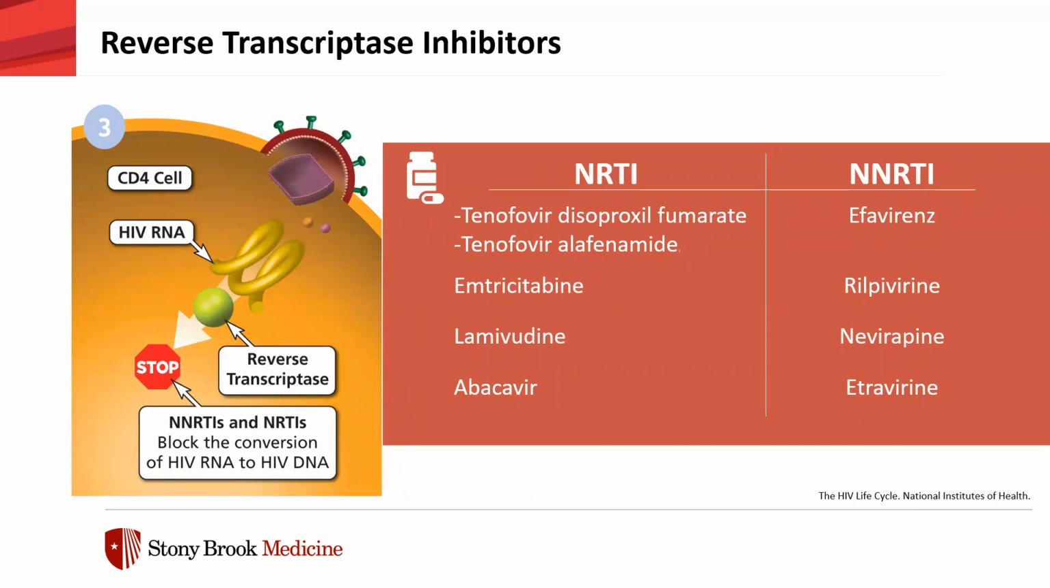Once that virus has fused and releases its genetic material, an enzyme called reverse transcriptase is utilized to convert the HIV RNA into HIV DNA. Therefore, the ARVs here are reverse transcriptase inhibitors. We have nucleoside reverse transcriptase inhibitors, or NRTIs, on the left-hand side of this table, and non-nucleoside reverse transcriptase inhibitors, or NNRTIs, on the right-hand side of this table. These reverse transcriptase inhibitors will inhibit that enzyme, thereby preventing the virus from replicating.